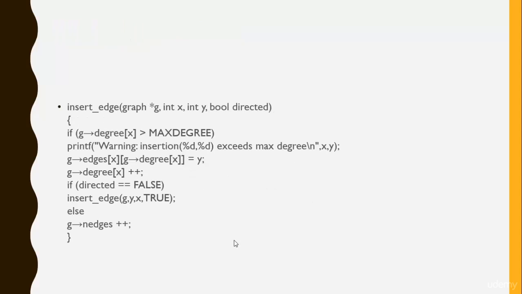The critical routine is insert_edge. We parameterize it with a boolean flag directed to identify whether we need to insert 2 copies of each edge or only one. Note the use of recursion to solve the problem. So we use recursion here. If directed is equal to false, insert_edge(g, y, x, true). Call the same function recursively.